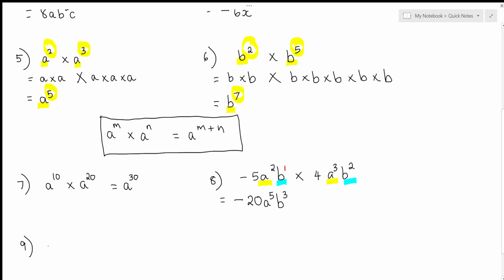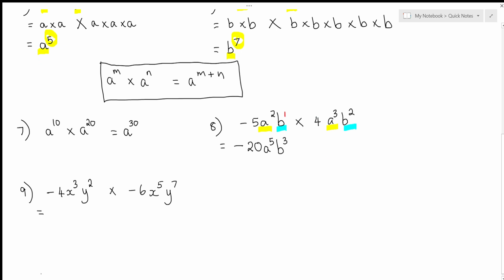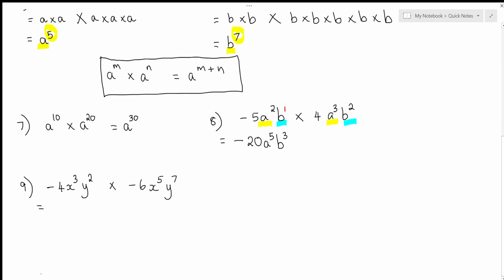Okay, let's say we have negative 4x squared y squared times negative 6 x to the power of 5 y to the power of 7. Right, so maybe you can pause the video and just try and see if you get this one right.